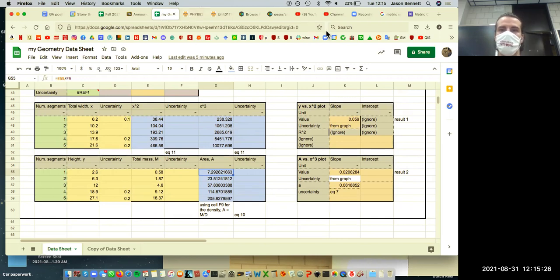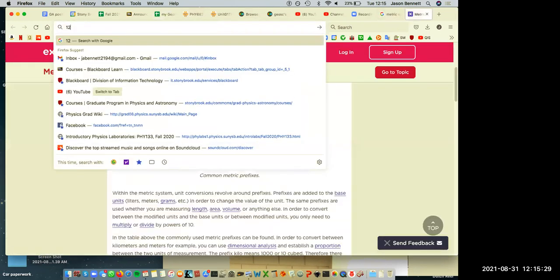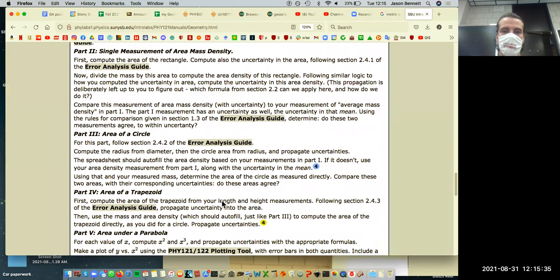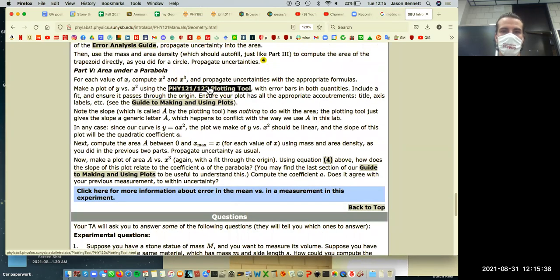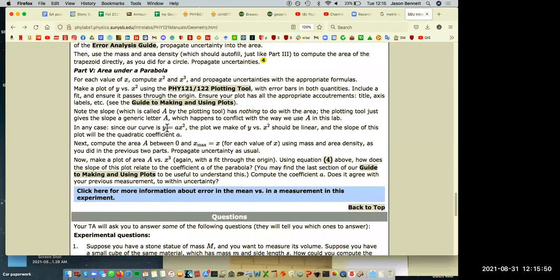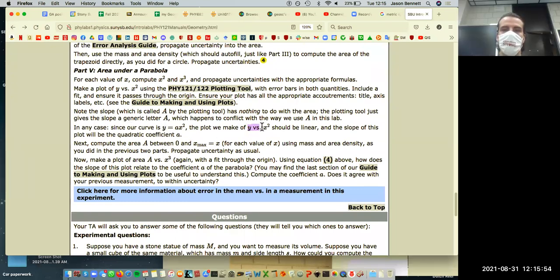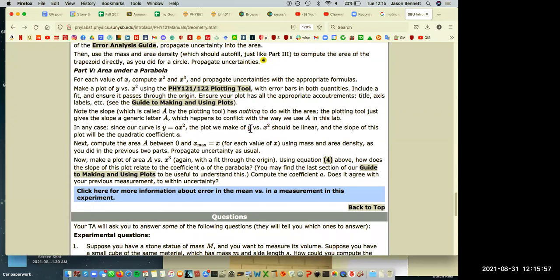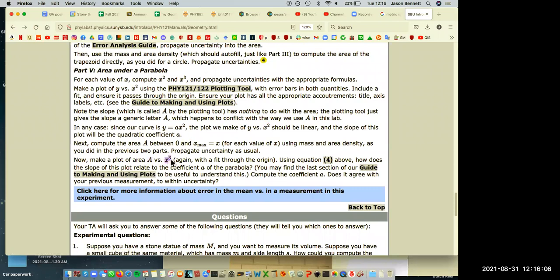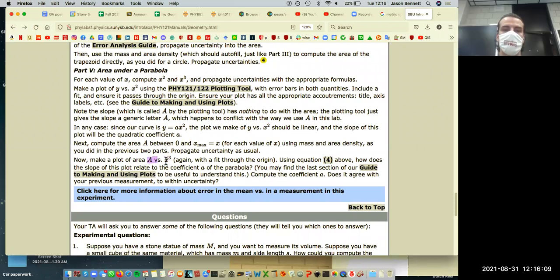So what I do is I head over to the plotting tool, which is here. And I am plotting y equals ax squared. And so when it says in the lab manual, plot y versus x, that means y goes on the y axis and x squared goes on the x axis. Or similarly here, A goes on the y axis and x cubed goes on the x axis.